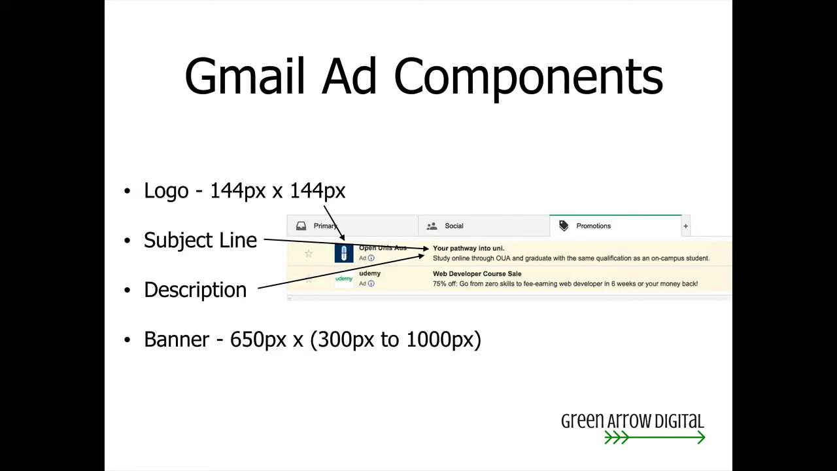And it's worth going through a couple of the Gmail ad components that are within your account. So as you can see, it's got a logo which has to be 144 pixels by 144, so therefore a square. It has a subject line, and as well it also has a description. Now, when you click on the ad, you have the option of having a banner there, and these are the dimensions of the banner.